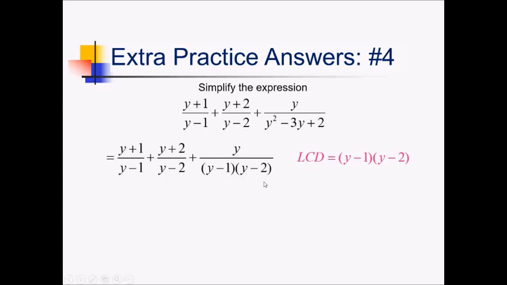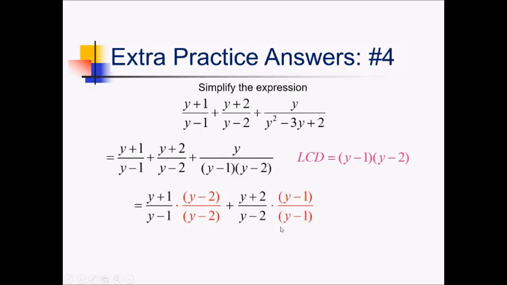Awesome. Let's multiply each fraction by whatever it needs to get this LCD so that we can combine them. For my first fraction, I've got the y minus 1 already. I need the y minus 2, so we'll multiply by y minus 2 over itself so that I'm really just multiplying by 1, not changing the value. For the next one, the y plus 2 fraction, that one's missing a y minus 1, so we'll multiply by y minus 1 over itself. And for this last one, we already have the LCD, so we'll just keep that along for the ride without making any other change.